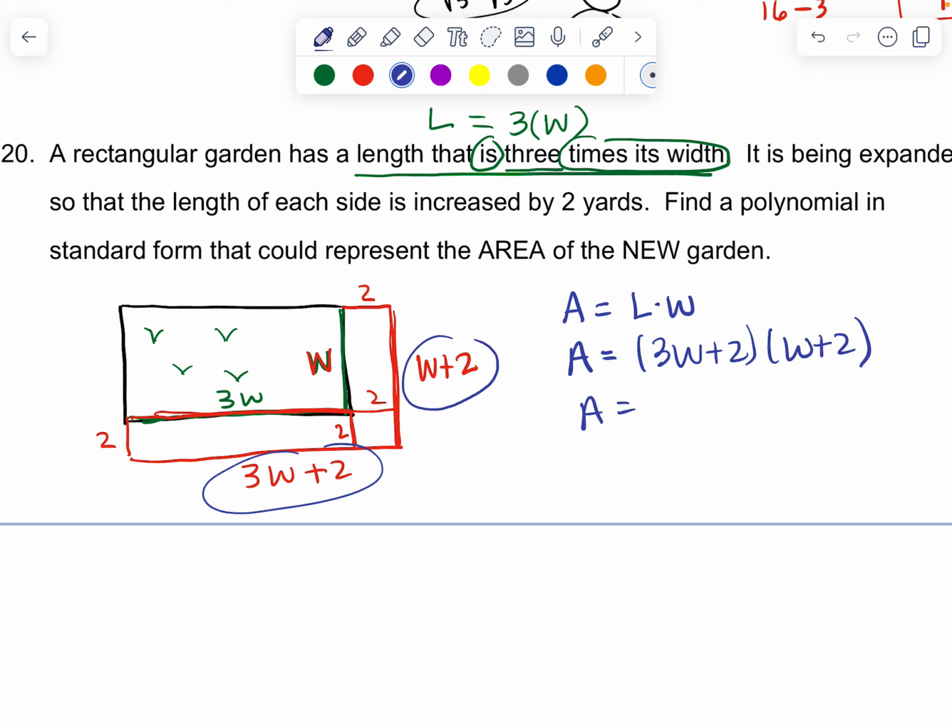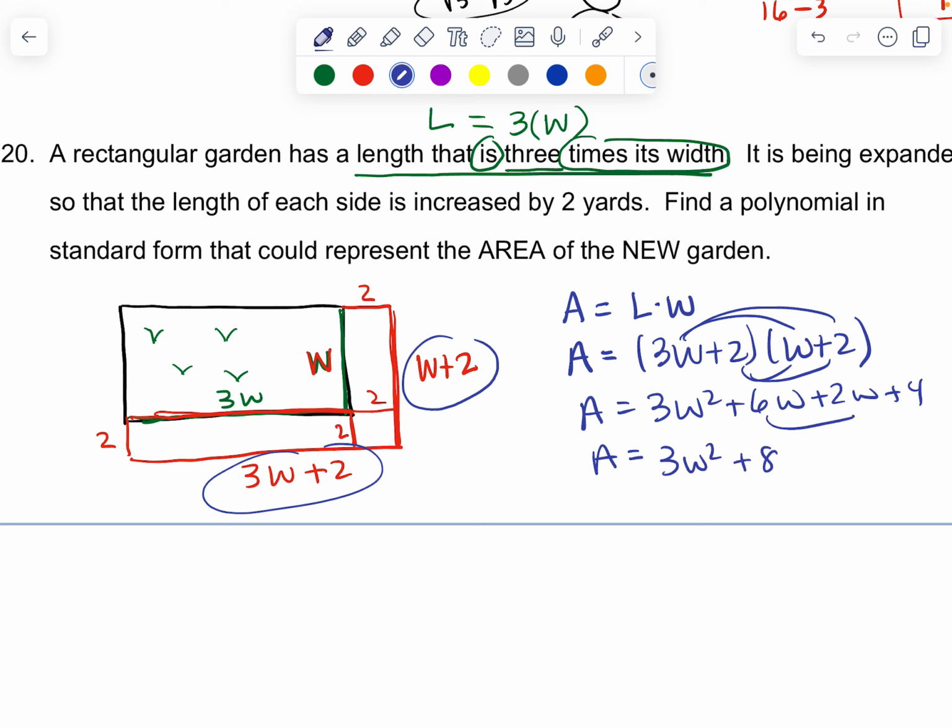They want a polynomial. So 3W times W is 3W squared. 3W times 2 is 6W. 2 times W is 2W. And 2 times 2 is 4. Combine like terms, and you're going to get 3W squared plus 8W plus 4. All right, and that's it.